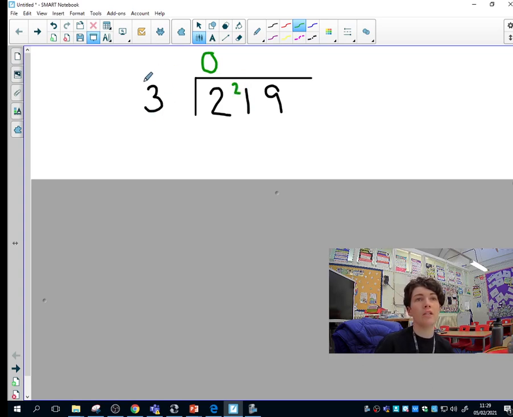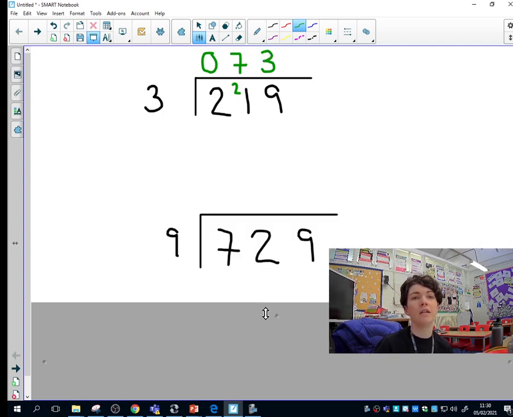Now my question is, how many 3s can I fit into 21? So I'm using my 3 times table. How many 3s make 21? The answer is, good, it's 3 times 7 makes 21. Last of all, we do 3s into 9. 3 times by what gives me 9? The answer is 3. So that is my answer. 219 divided by 3 is 73.